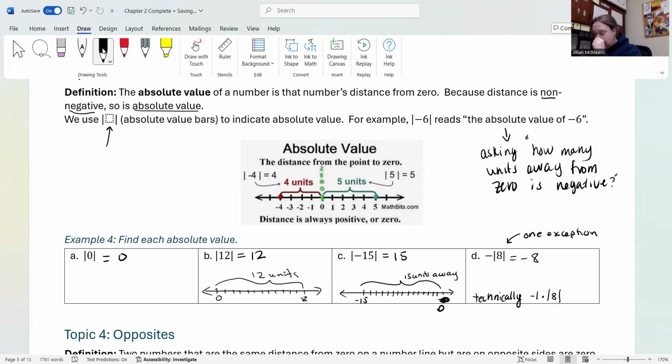Okay, so there you have it. We'll be able to understand why that negative in front of the absolute value of 8 is really like a -1 later. But for now, just know that if you've got a negative in front of your absolute value bars, it makes the whole thing negative. Otherwise, absolute value is non-negative.